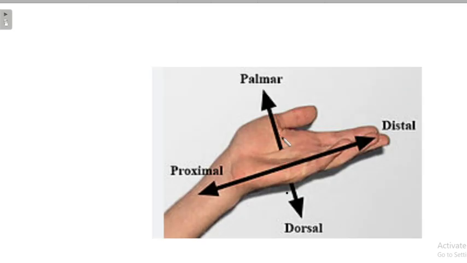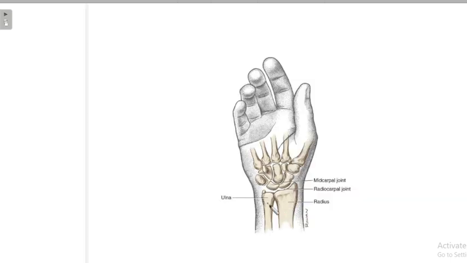This is the palmar surface, dorsal surface, distal end and proximal end. This is radius, ulna, the carpal bones, which will form radiocarpal joint with radius. The radius at its distal end articulates with ulna at ulnar notch here and articular surfaces of scaphoid and lunate bones.